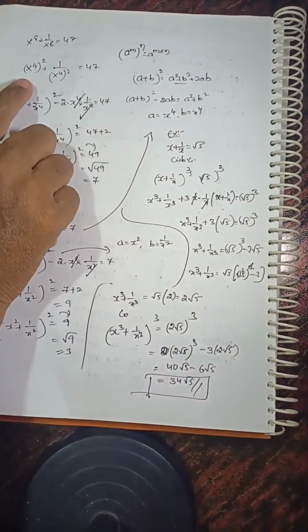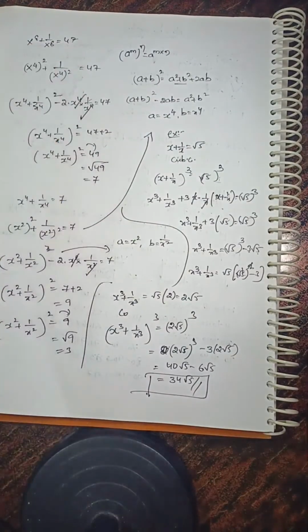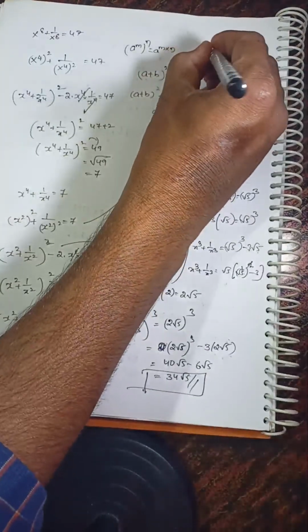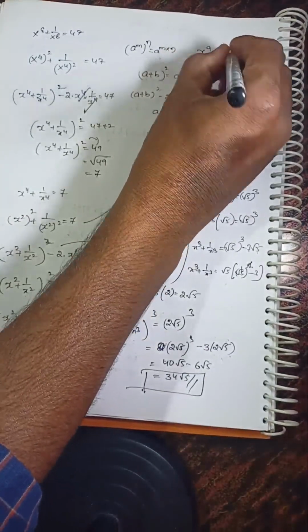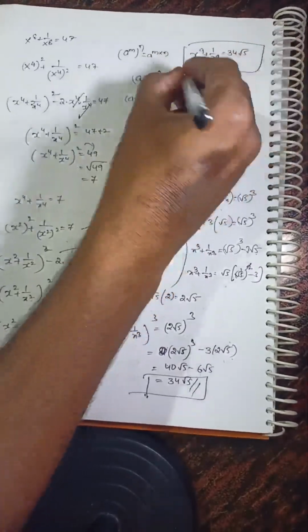The question is 47. The answer for x power of 9 plus 1 by x power of 9 is 34 root 5. This is the final answer for this question.